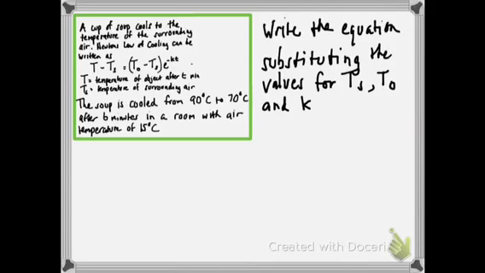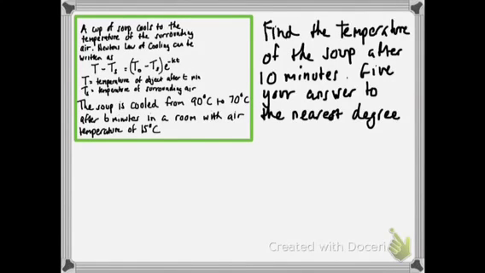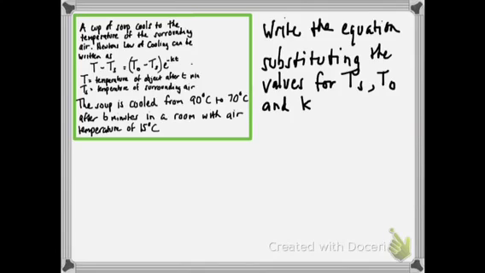Okay, next up, write the equation. Oh, sorry, we've done that. Oh, no, we haven't. Write the equation substituting the values of Ts, T naught, and k. Alright, so the equation is now T minus 15 equals, now we know T naught is 90, minus 15 is 75, e to the power of negative 0.051t. So I've substituted in the new values, so we can use that equation from now on.